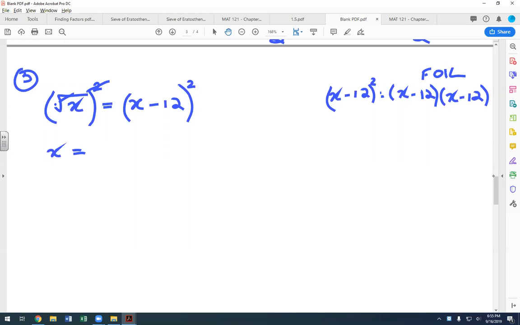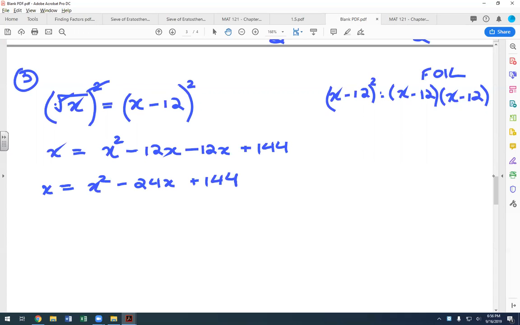Be very, very careful, because if I just square my x term and my 12, I'm going to miss my middle terms, right? So I've got to remember that I'm actually going to FOIL my right hand side. So that will give me x times x is x squared, minus 12x, minus 12x, plus 12 times 12, 144. When we clean this up, we will have x squared minus 24x plus 144 on the right hand side.